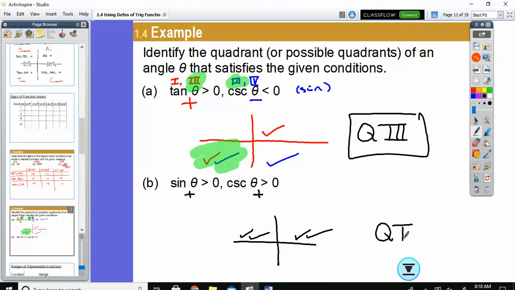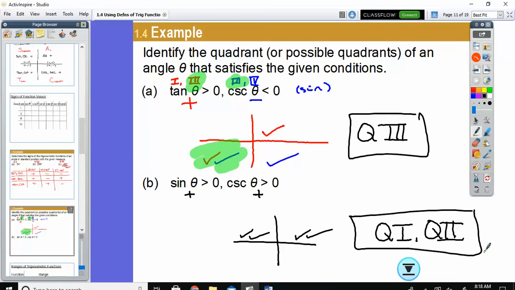So this time I have 2 answers. It could be in quadrant 1 or quadrant 2. Both of those work.